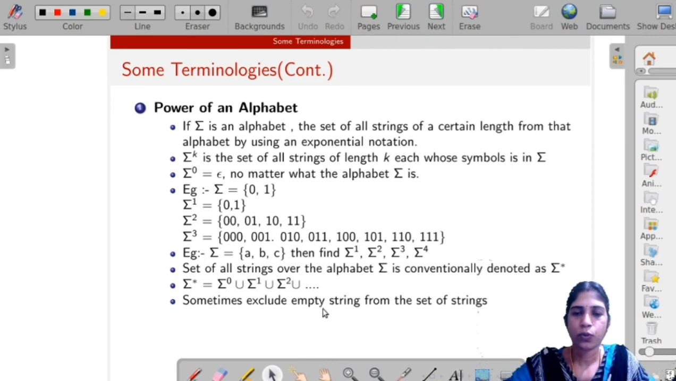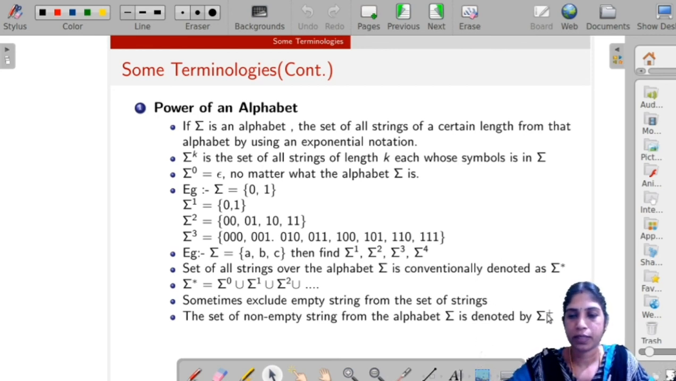Sometimes we exclude the empty string from the set of all strings. That is represented as sigma raised to plus. Sigma raised to plus means the set of all strings of length 1 onwards. That means it excludes sigma raised to 0, and contains only strings of length 1 onwards. That means it includes only the non-empty strings.